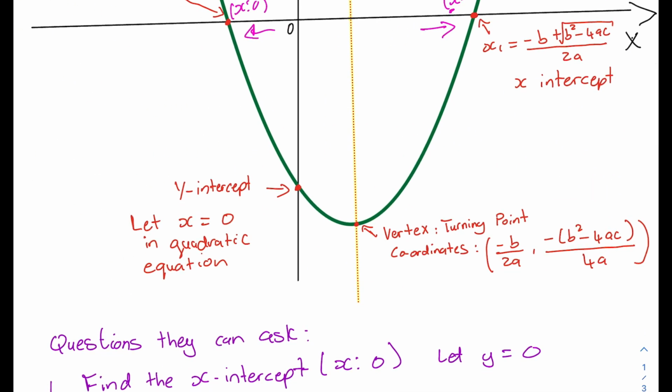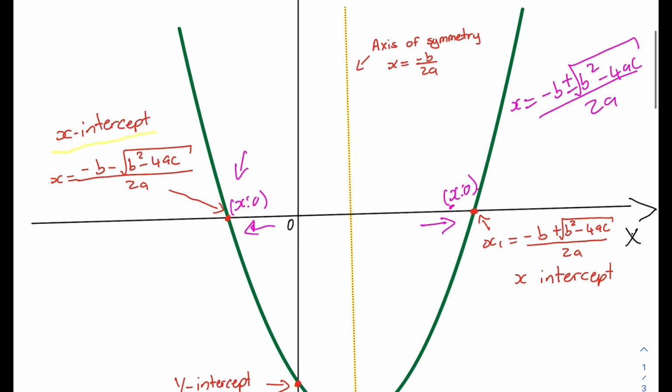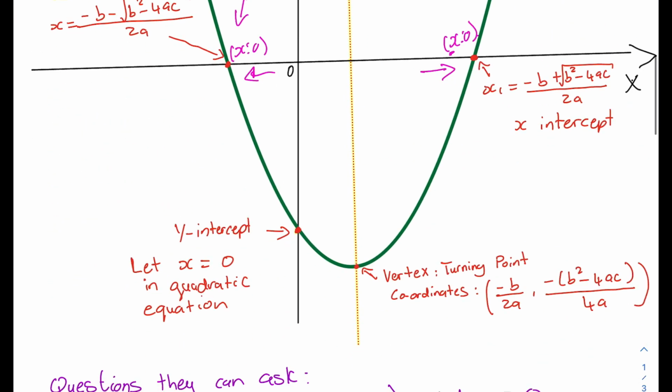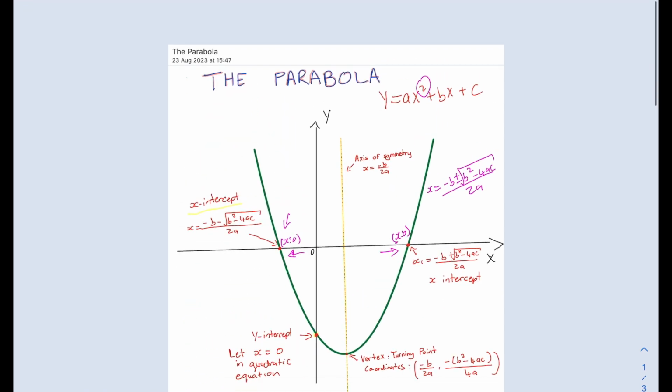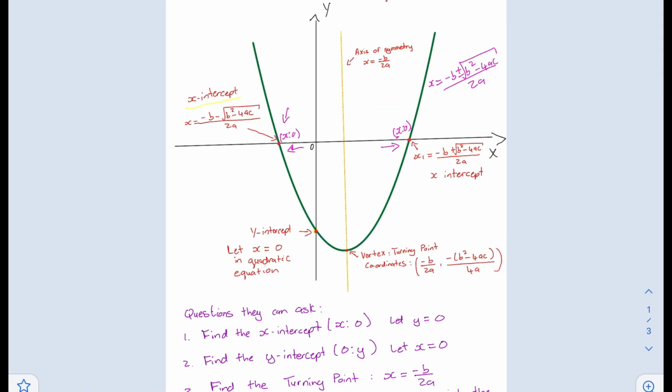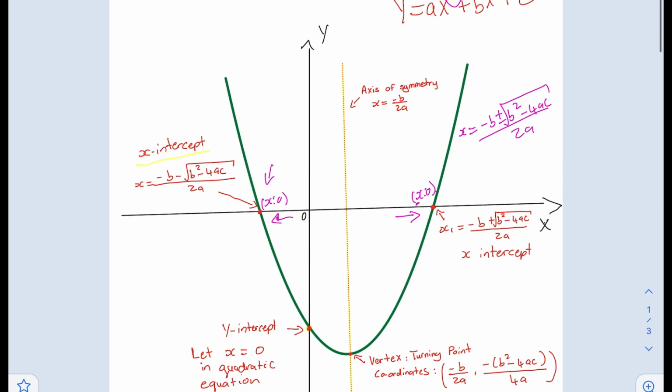And then we're going to be looking at the y-intercept. Over here we see that the y-intercept is where the graph touches the y-axis, right? So when we are trying to solve for the y-intercept, we will just let x equals to 0, and we just substitute that into our equation over here. As we can see, where x is equals to 0, y is going to be equals to c.